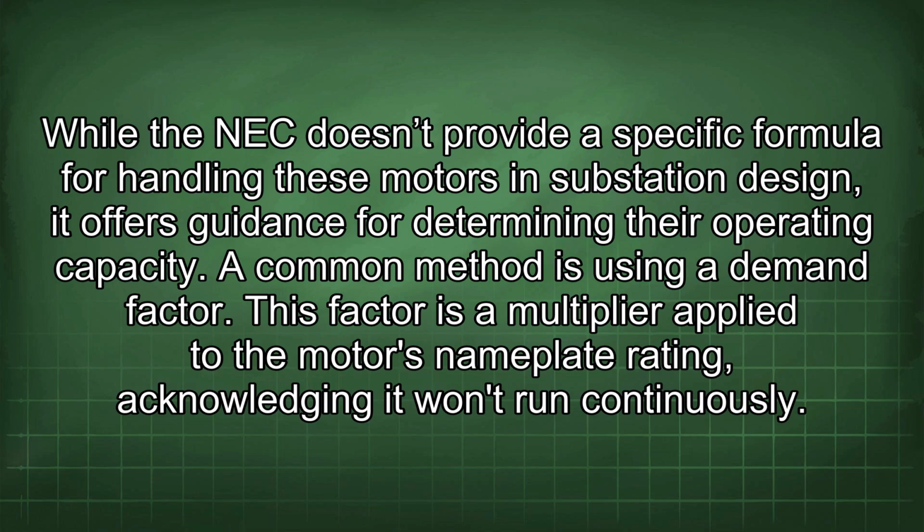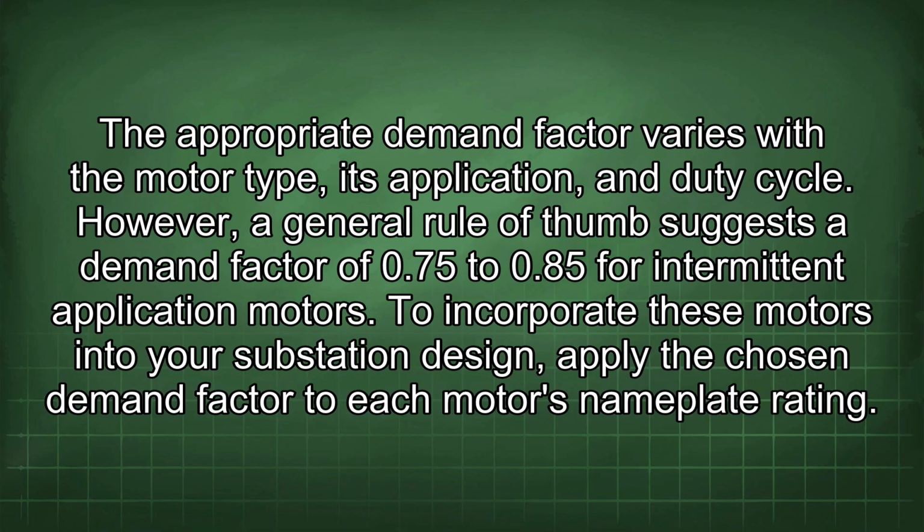A common method is using a demand factor. This factor is a multiplier applied to the motor's nameplate rating, acknowledging it won't run continuously. The appropriate demand factor varies with the motor type, its application, and duty cycle. However, a general rule of thumb suggests a demand factor of 0.75 to 0.85 for intermittent application motors.